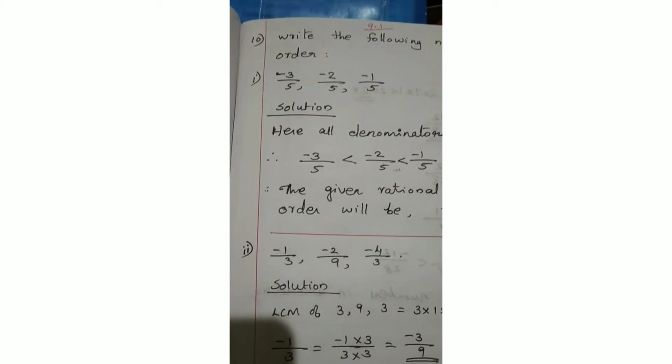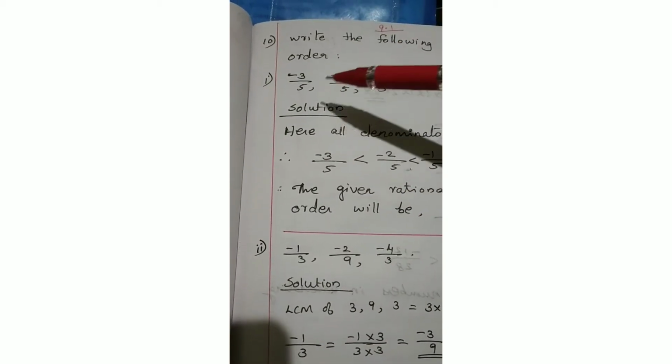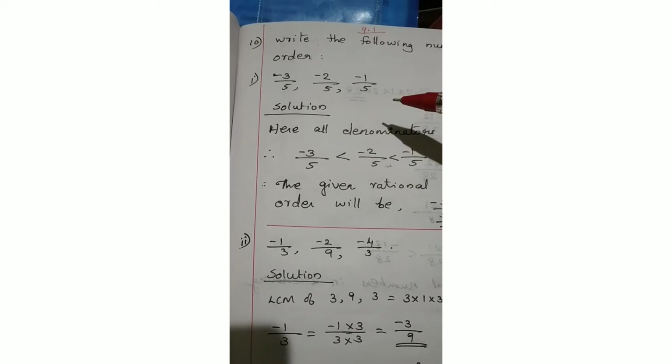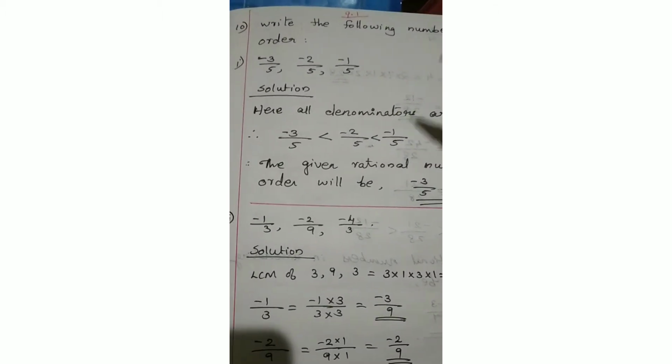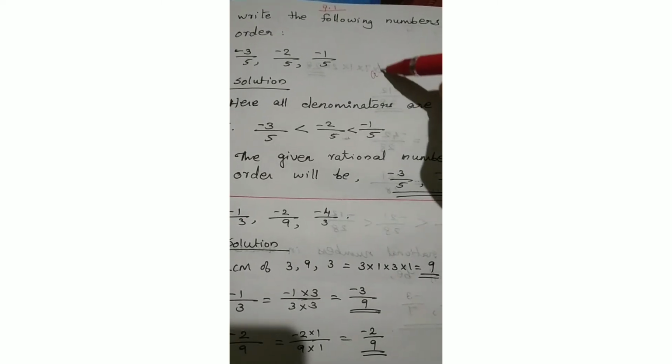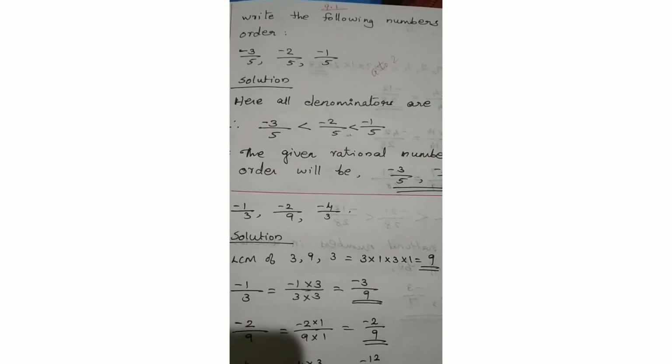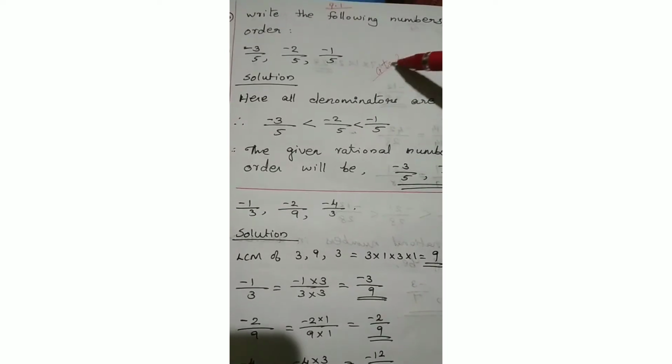Now we can do the 10th question, 9.1 10th question. We have to write the given rational numbers in ascending order. What is ascending order? That is like A to Z, or 1 to 100. Smaller number to greatest number.